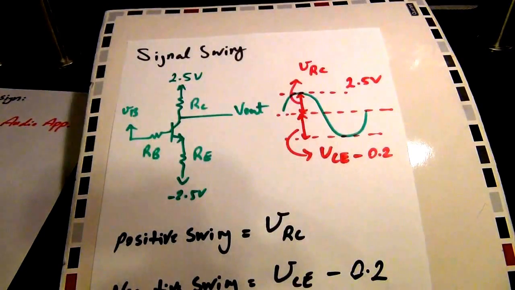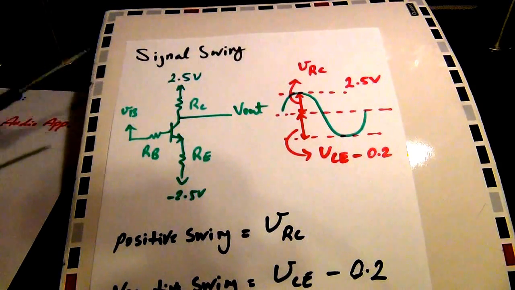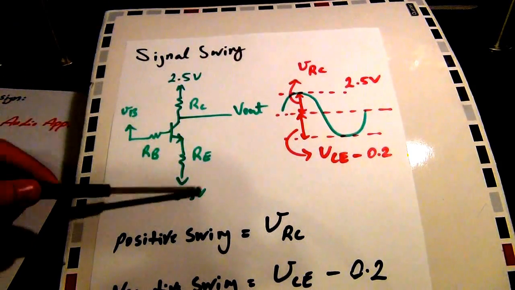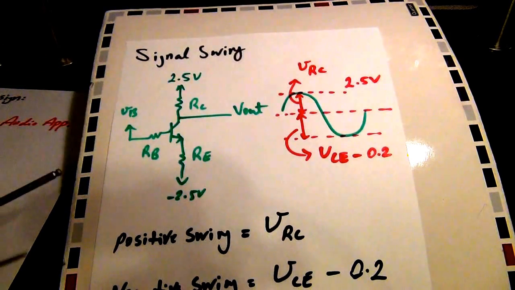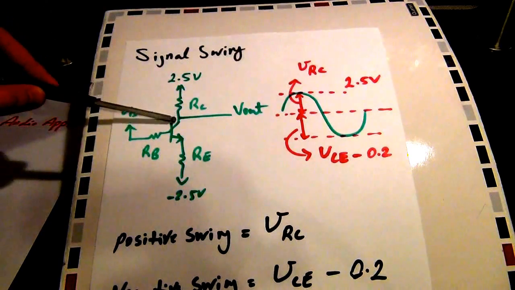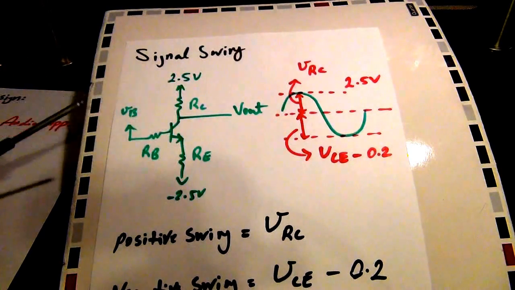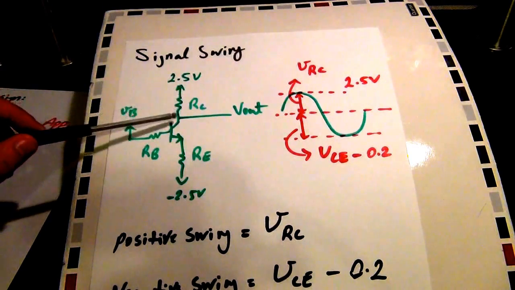So now that we took the beta-insensitive biasing into consideration, now we can take a look at signal swing. Depending on the DC operating point that we chose for our amplifier, its output signal swing is going to be affected. So let's look at this amplifier again. The output is taken from the collector since this is a common-emitter amplifier, and the input will be applied to the base, but I haven't shown that here.